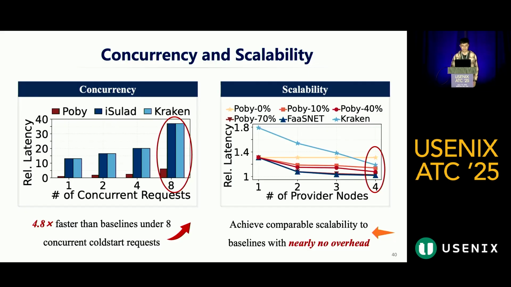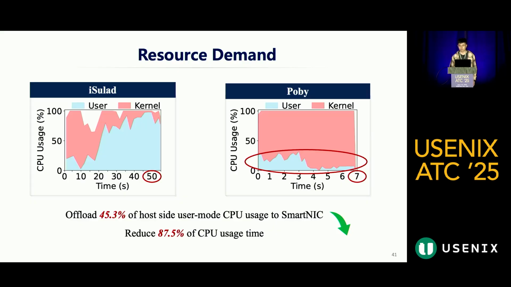In addition, we also evaluated how Poby can reduce the resource usage on the host side. It shows that Poby offloads 55.3% of the host-side user-mode CPU usage to the SmartNIC and reduces 87% of CPU usage time.